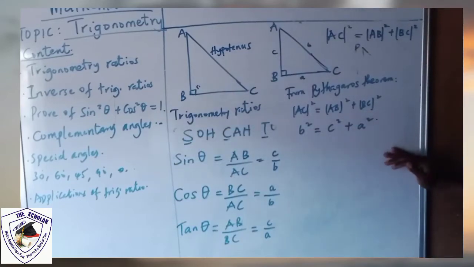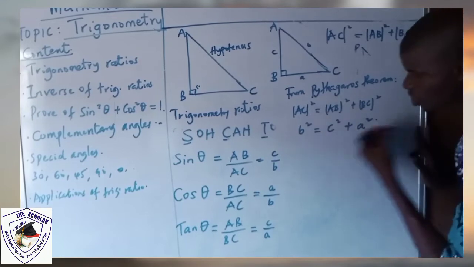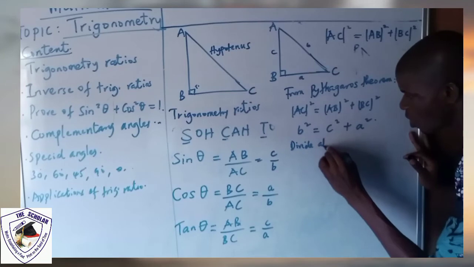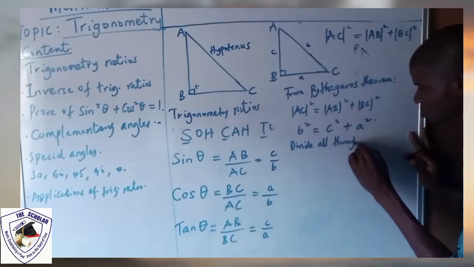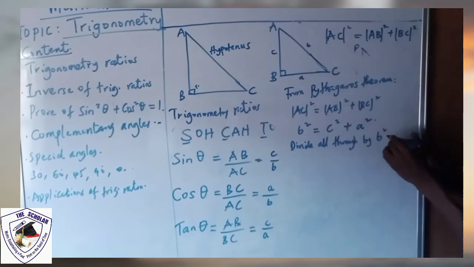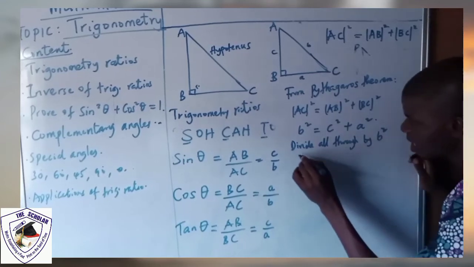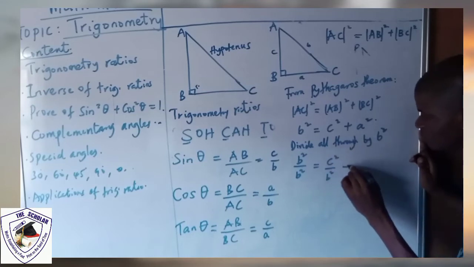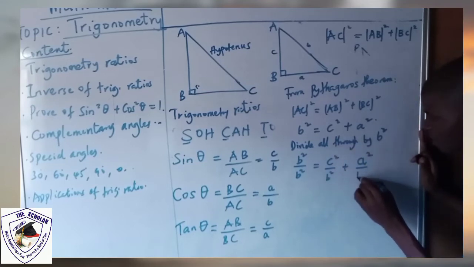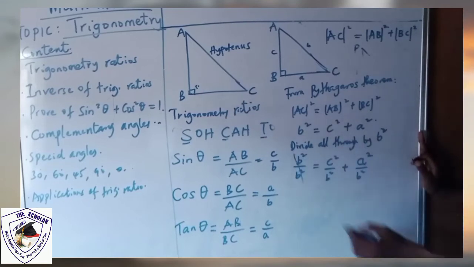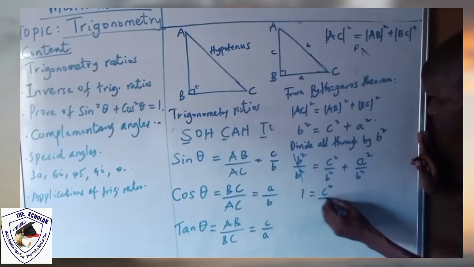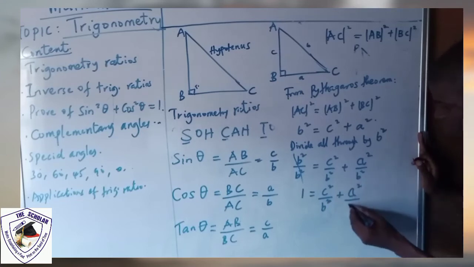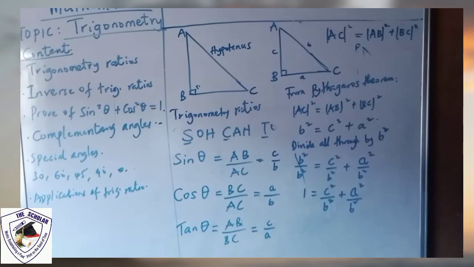From this expression that I have here, if I divide all through by B raised to power 2, that means I have B raised to power 2 over B raised to power 2 is equal to C raised to power 2 over B raised to power 2 plus A raised to power 2 over B raised to power 2. So this cancels this, that's what? 1 is equal to C raised to power 2 over B raised to power 2 plus A raised to power 2 all over B raised to power 2. I hope you are with me.